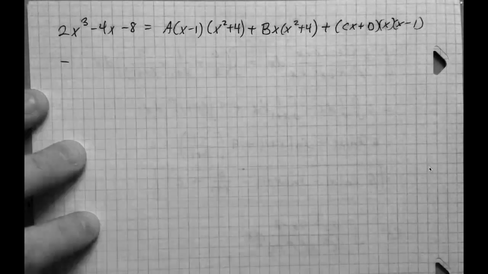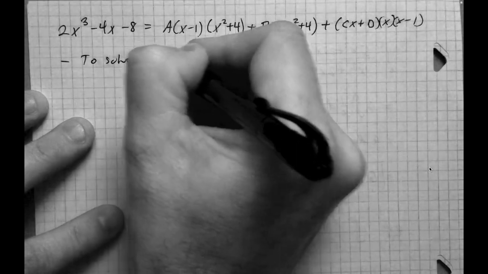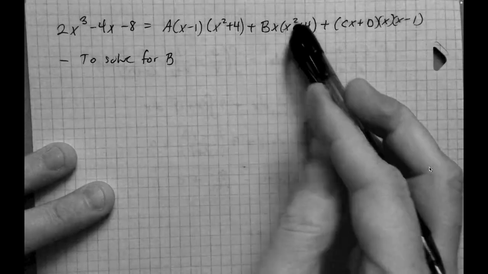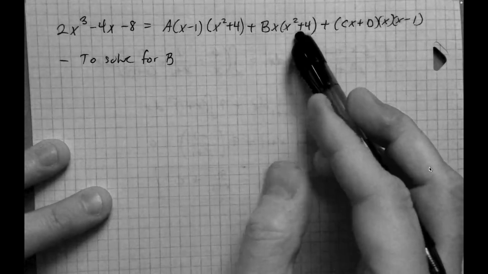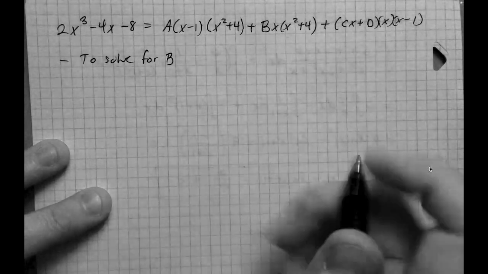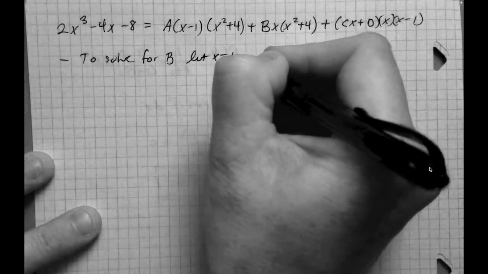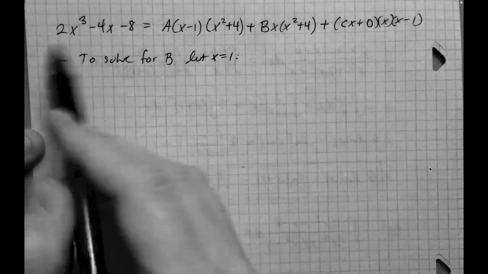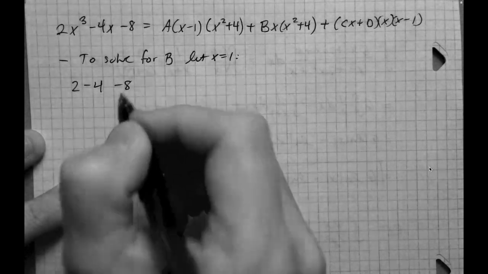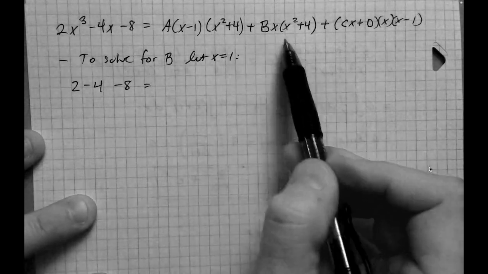Now we've got to solve for b. What can we do? Well, looking at the b, that's just the linear times the quadratic, so I can use the x minus 1 term to cancel out the a, c, and d. So that will basically mean I'm going to let x equal 1. Okay, and so that means I've got 2 times 1, so I've got 2 minus 4 minus 8 on this side. And then this is a 0, so that's gone.